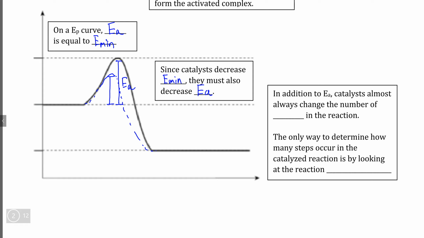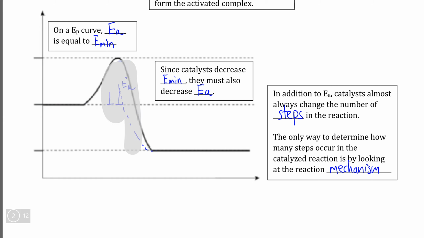Now, of course, not everything is this simple, because whenever we add a catalyst to a reaction, it's almost always going to change the mechanism, which is the movement of electrons between lone pairs and bonds that actually results in the reaction happening. And since the mechanism of the reaction is different, the number of steps or elementary processes within the reaction is also going to be different.